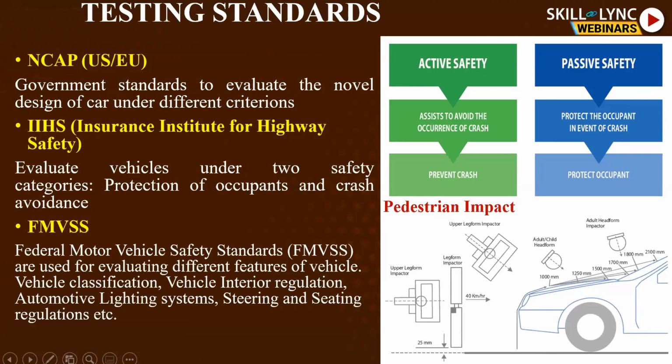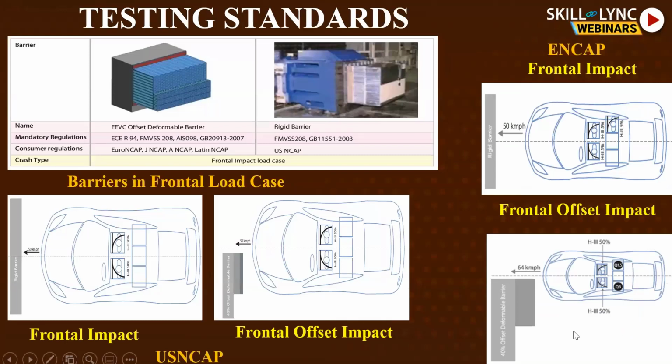Now moving forward is the frontal load case. Here you can see frontal impacts are basically of two types. Directly, it is having a frontal impact. The second one is frontal offset impact. As I told you, throughout we will be taking two different NCAPs, US NCAP and Euro NCAP, for our analysis, because these are the two most widely used new car assessment programs.